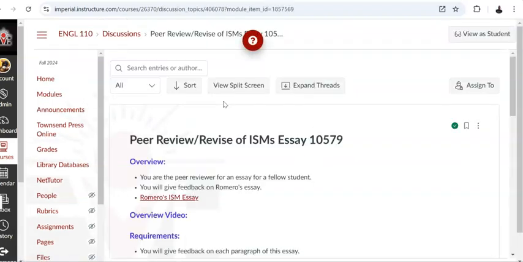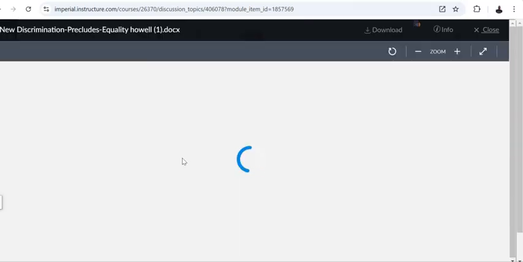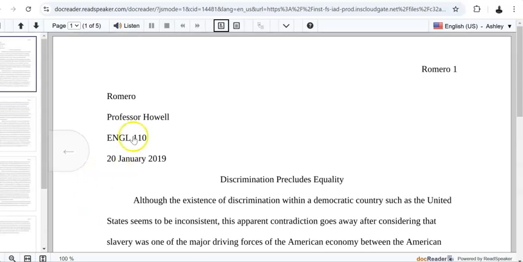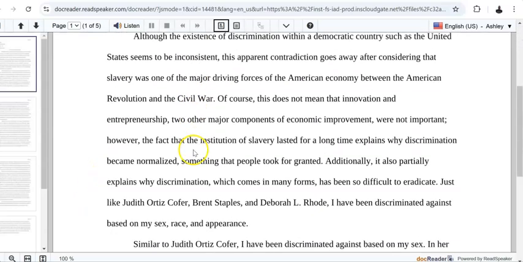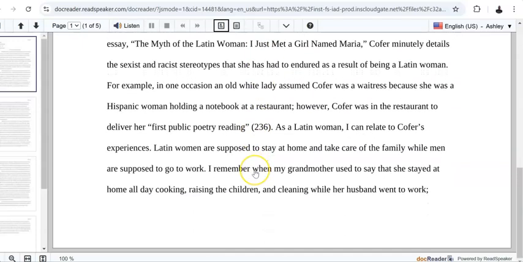So I've taken a student who gave me permission, Romero gave me permission to use his essay. So you may want to make a copy of it. I'm going to open it here and download it as well so I can refer to it. So here's Romero's paper, and what you're going to do is read it, and then at each paragraph you will stop, and there are certain questions that you have to answer.